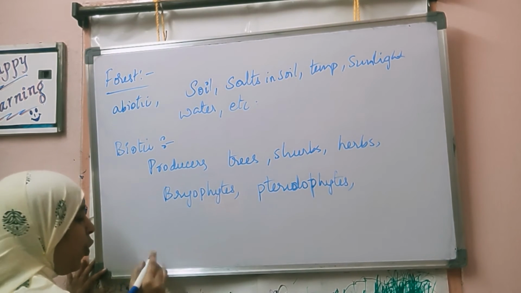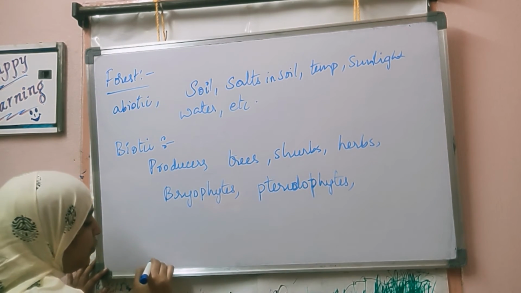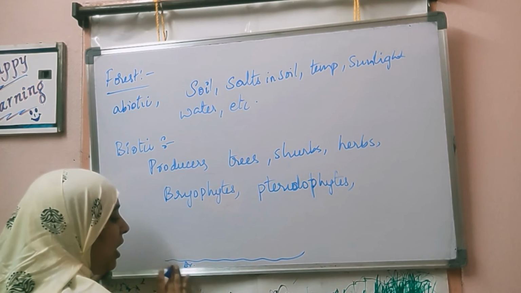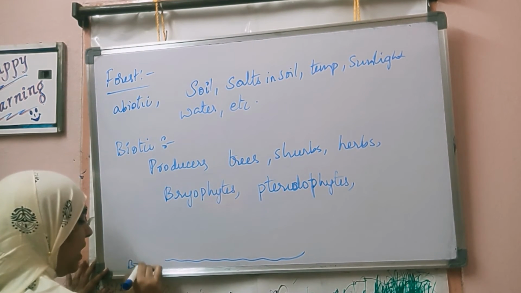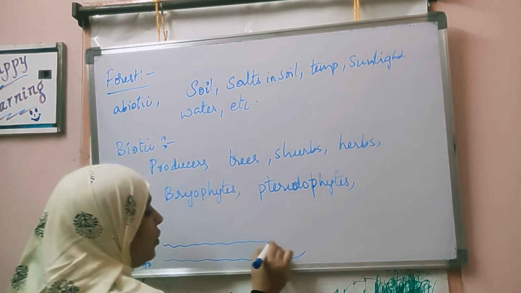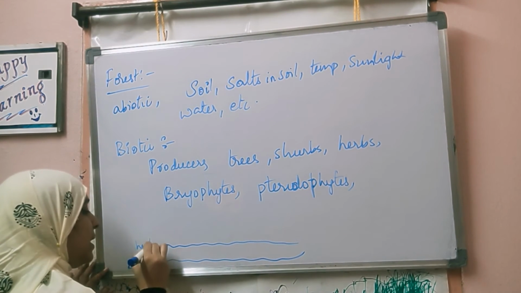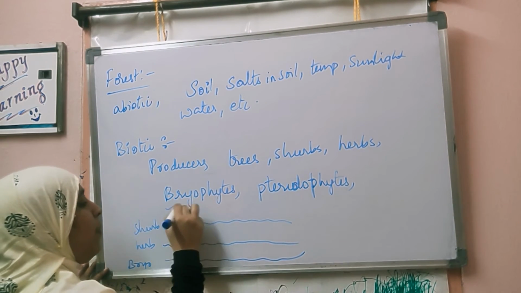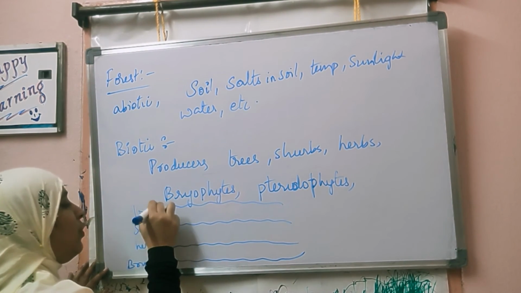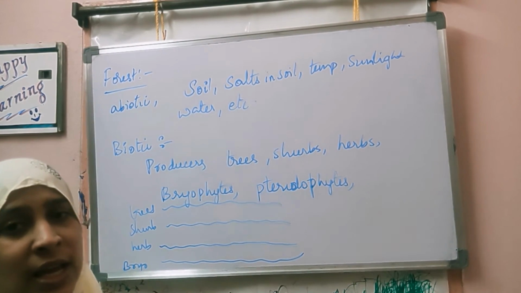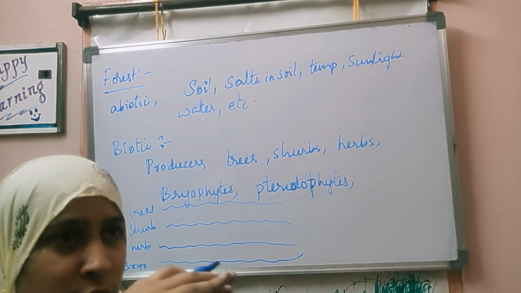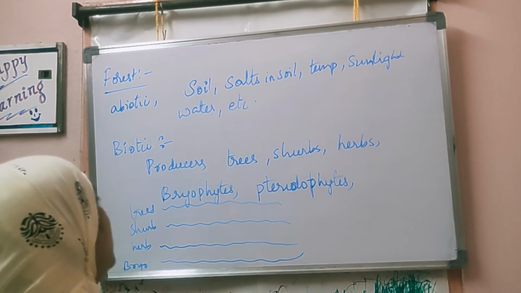So it forms four layers. Producers form four layers. In the lowermost layer you can find bryophyta, just above the soil. Just above that you can see herbs. Just above that you can see shrubs. Above that trees are present. So it forms four layers. If you see the entire forest, you can see them in four layers.